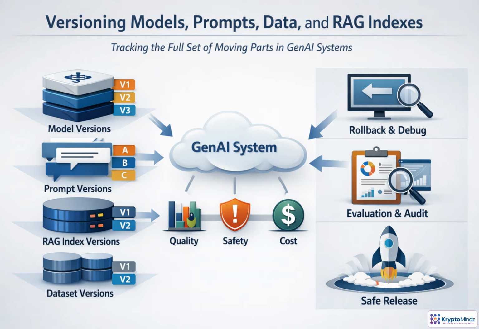GenAI versioning goes far beyond code. Models, prompts, RAG indexes, datasets, and configuration all shape system behavior. When teams track those changes together, they can reproduce results, debug failures, audit risk, control cost, and release safely.